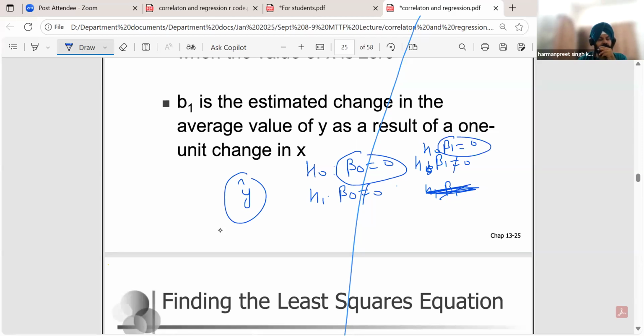If beta naught and beta 1 do not reject it, that means we are accepting this thing, right? So it means we have constructed a model that is very poor, because beta naught is not significant and beta 1 is not significant.